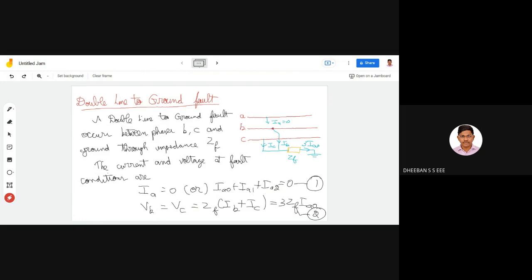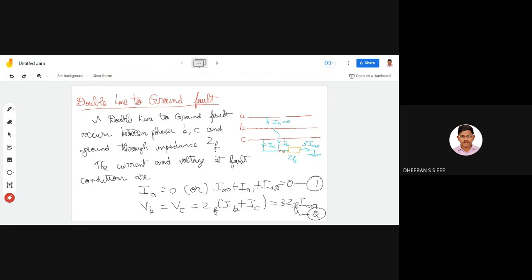The potential drop, if you're taking this with B and then your ground, is one thing, and if you consider it with respect to C and the ground, it is another thing. But what happens is that the potential drop will be the same for these two, so that's what we get: VB equal to VC. And what happens is that the current flow will be an additive of both these things.